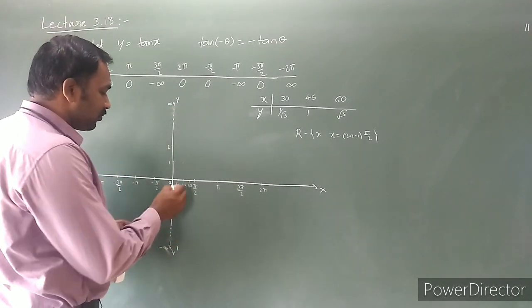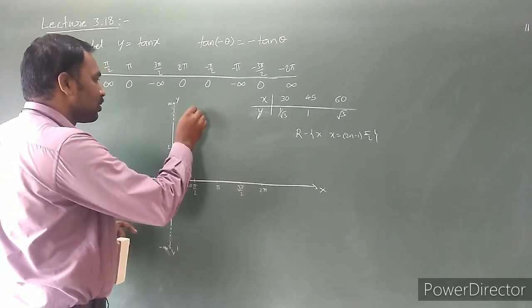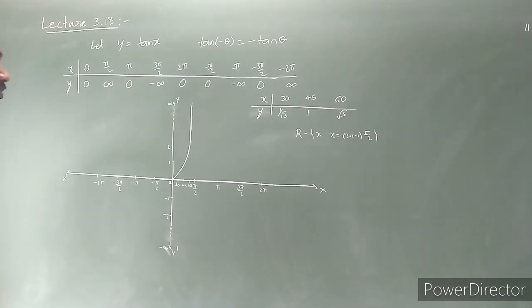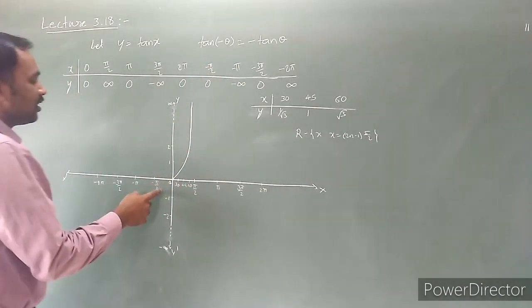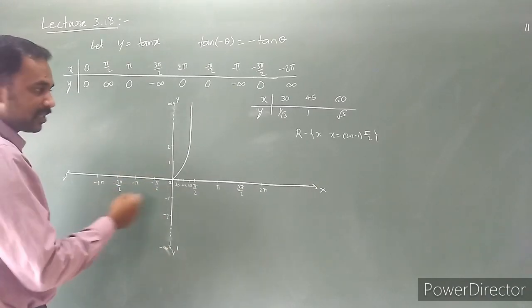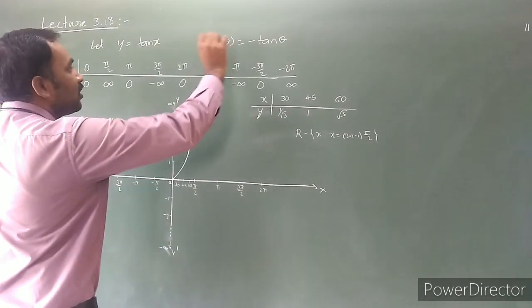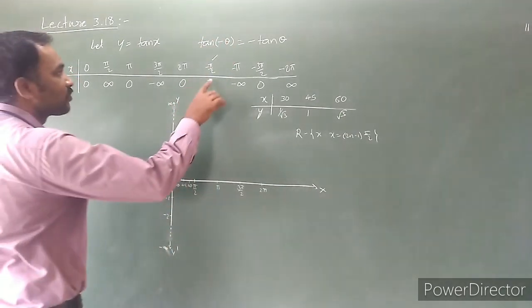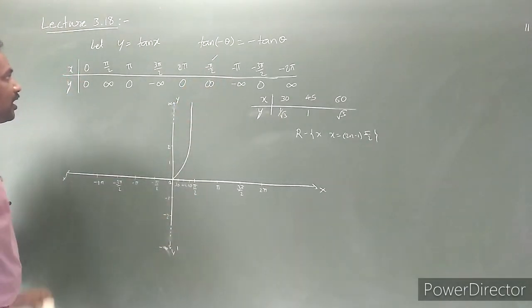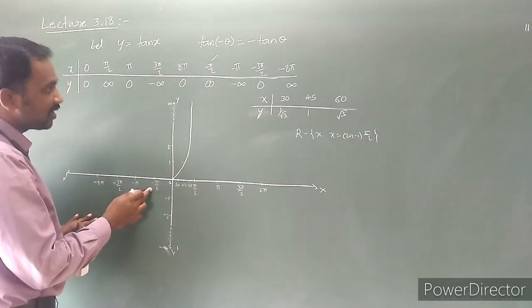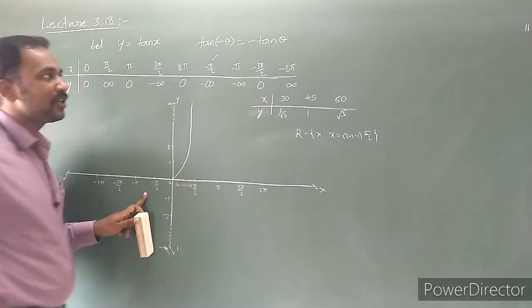So anyhow, what is the graph? The graph of the tan function will come like this. It is in the first quadrant. Now come for the second quadrant, in the negative side. Instead of moving from pi by 2 to pi, let's come for this one. Minus pi by 2 comma 0. At minus pi by 2 comma infinity, is it a positive value or negative value? It is a negative value.